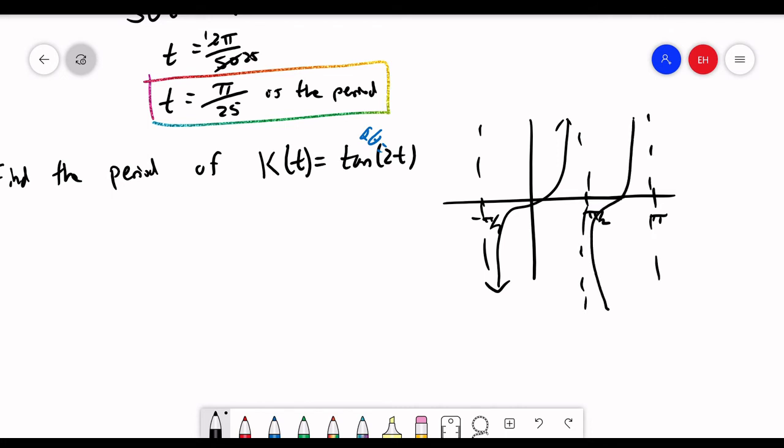Oops, I drew that wrong. That should be 3 pi over 2 on that asymptote, not pi. But the tangent graph is going to repeat from asymptote to asymptote, and that's going to take pi worth of time to do.